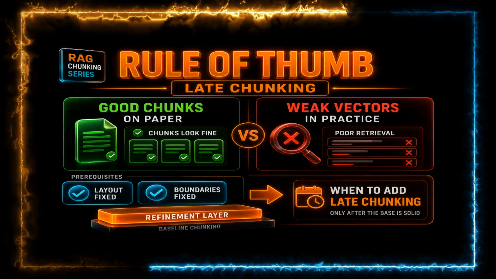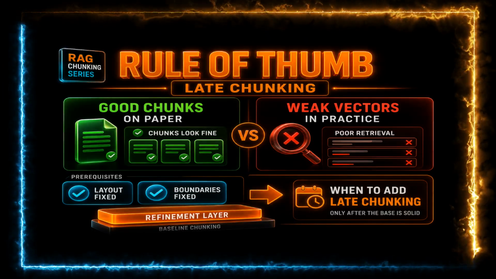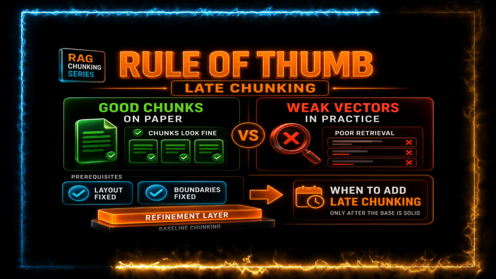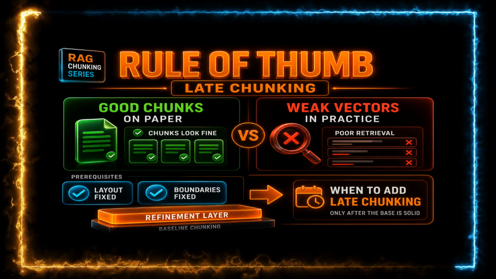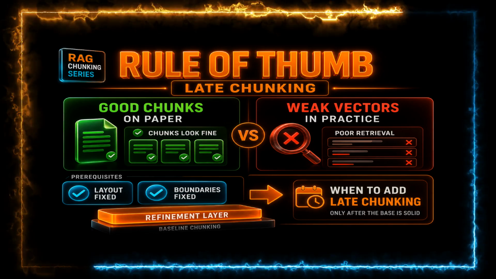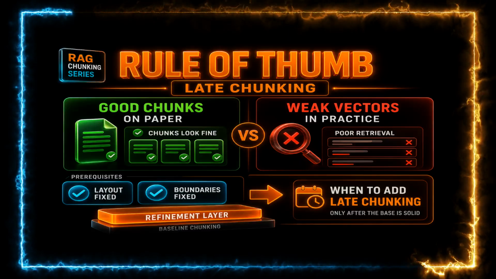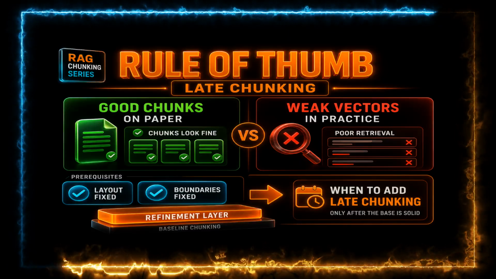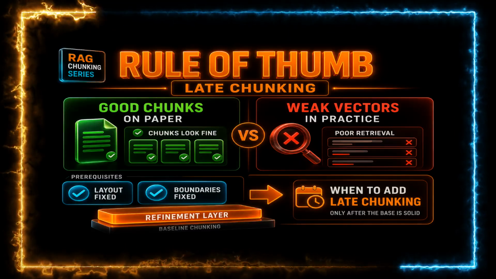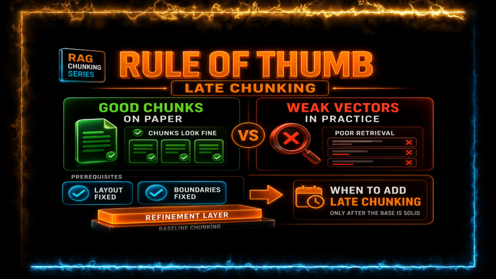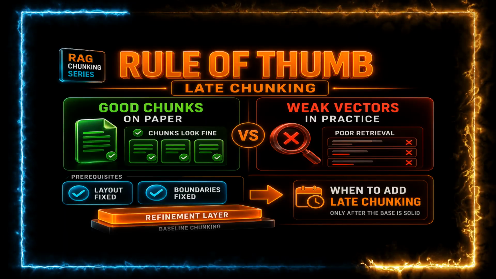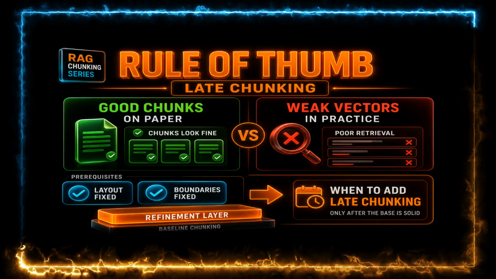Rule of thumb: consider when evals show good chunks on paper, weak vectors in practice, especially after you've already fixed layout and boundaries. Often a refinement layer, not where you start. That covers the core ingest time patterns. Next, we can wrap with metadata per chunk, hybrid combinations, or how to pick and evaluate a strategy on your corpus.